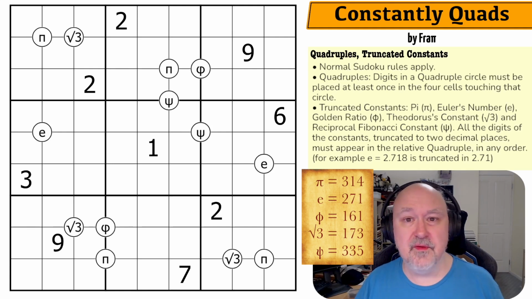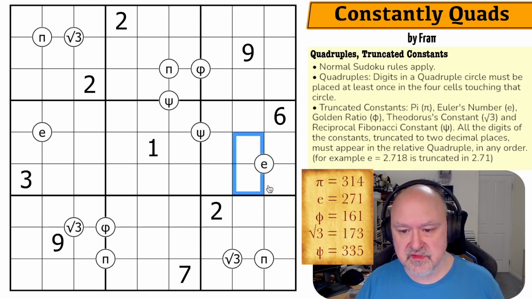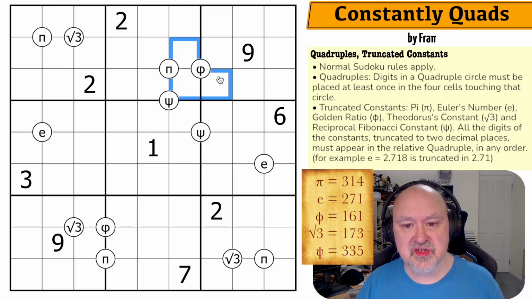Hopefully people will take this in the spirit of which it's intended, which is a bit of fun, and look them up. Literally, I didn't even have to leave Google to get these numbers. So what are the constraints? Pi will round to 314. So there's a 1, a 3, and a 4 in this. The Euler's number, which is E, is 271. So there's a 1, a 2, and a 7 in here. The golden ratio, which is this one, is 161. So there's 2 1s and a 6 in here.